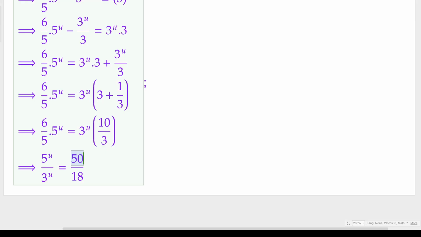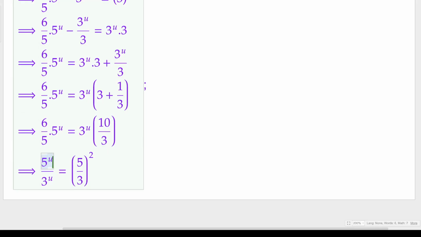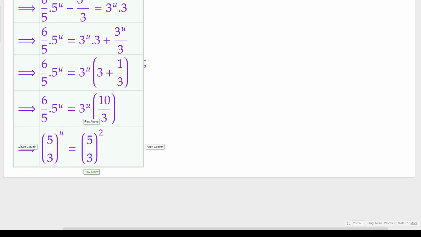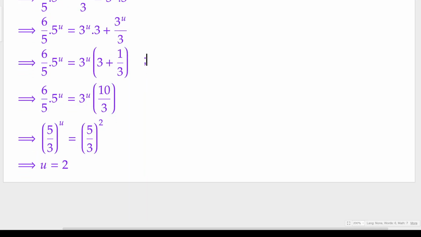So again on resolving, this is 25 and this part will be 9, and this can be written as 3 squared, and this one can be written as 5 squared, right. And from this one, if I write 5 over 3, and if the power is u, so from this one the acceptable value for u will be equal to 2. So from this we can say the acceptable value for u will be equal to 2. So we got the value of u as 2.